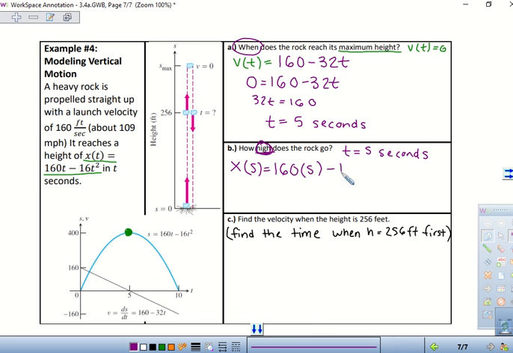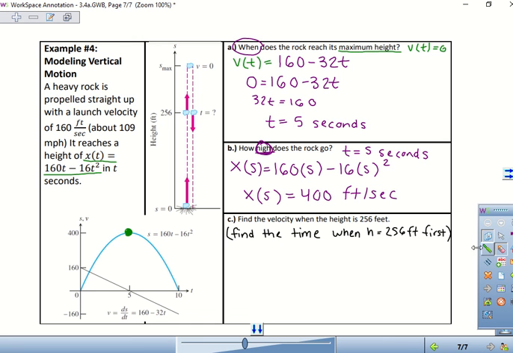So I'm going to plug that in here. And that's going to give me 400. And that's going to be feet per second. So we kind of already knew that from the graph. You can see it's at 400. But per second? Yeah, just do feet. It's asking for feet. Oh, yeah. Sorry, you're right.